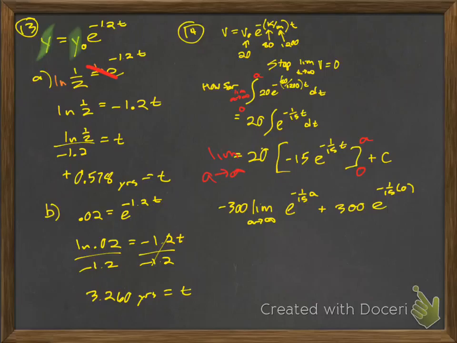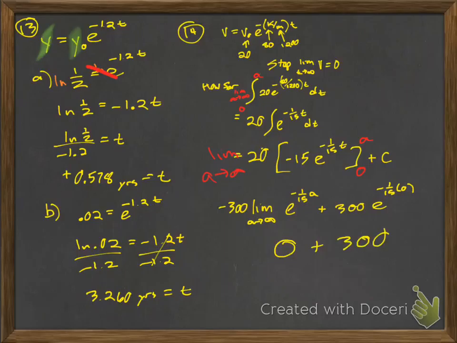So that is the limit as a goes to infinity is part of the antiderivative. It's part of where I substitute a into that function for my upper bound, there's that limit as a goes to infinity of e to the negative 1/15 a. So that's it. That's the story. And then we evaluate, so I'll keep rolling.